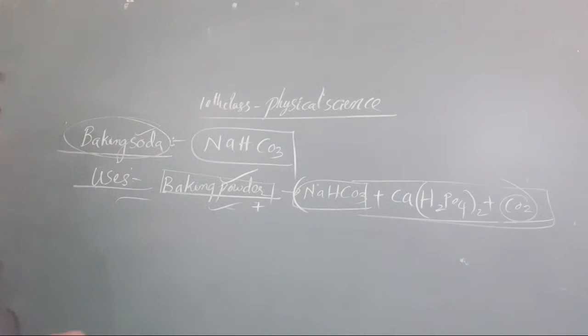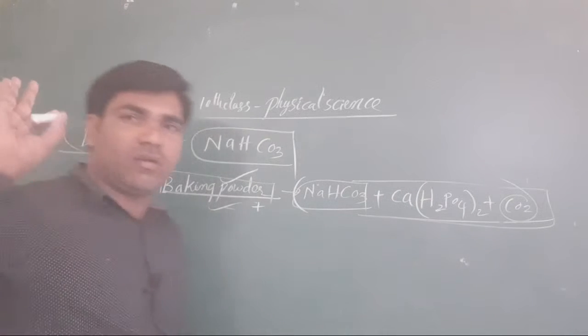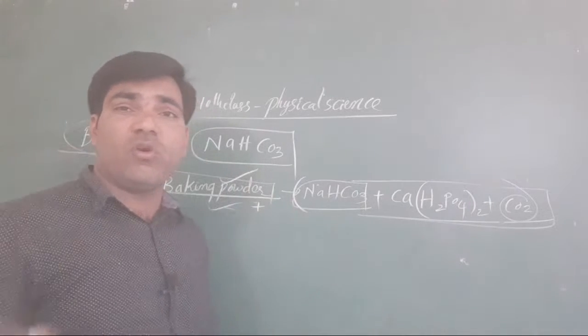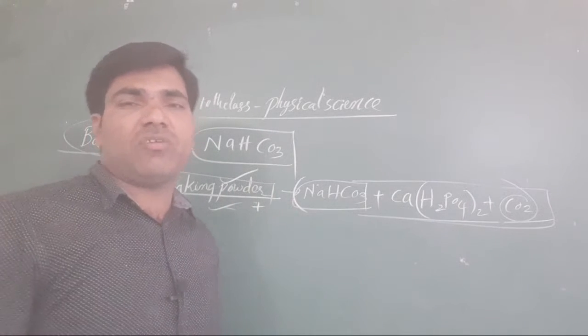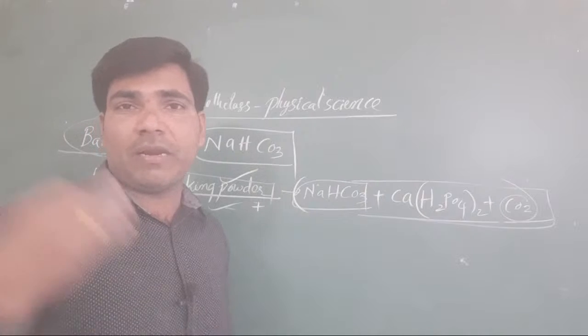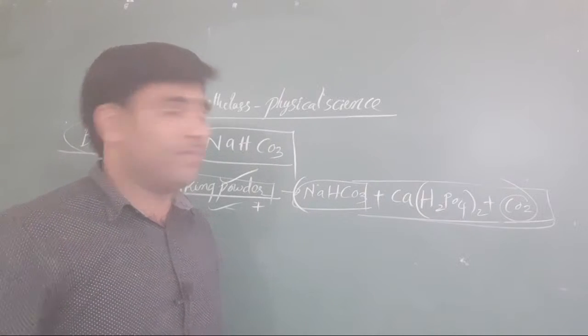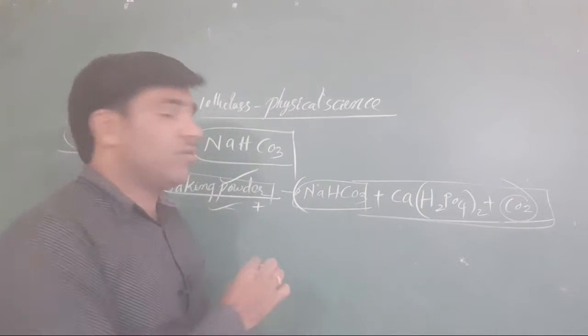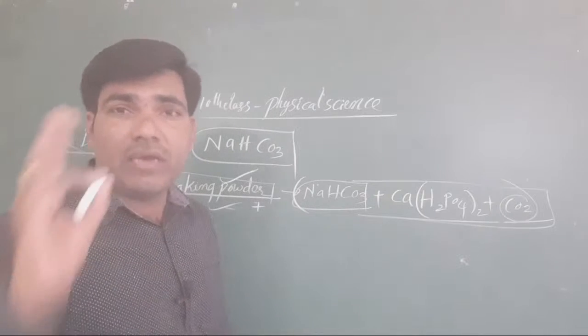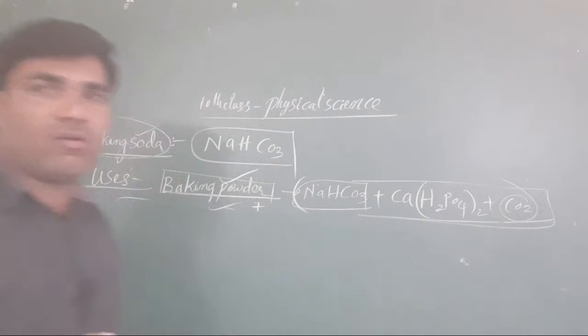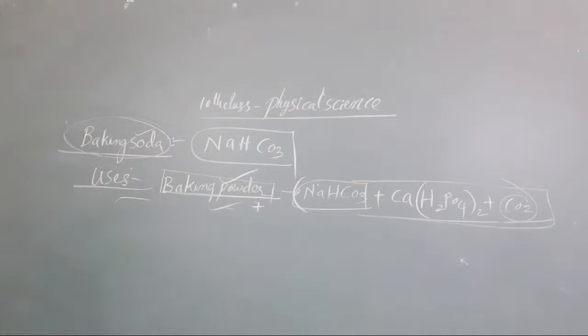The first use: our baking soda is useful in the preparation of baking powder. Clear or not, all the students? Baking powder. This is the first use. Come to the second one. What is the second one we have taken?